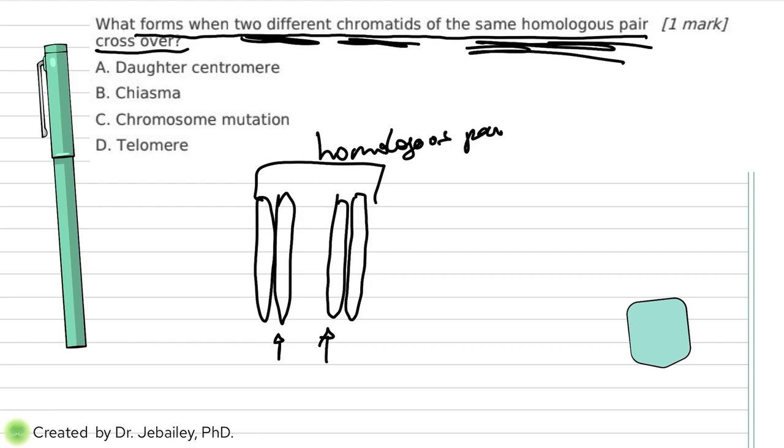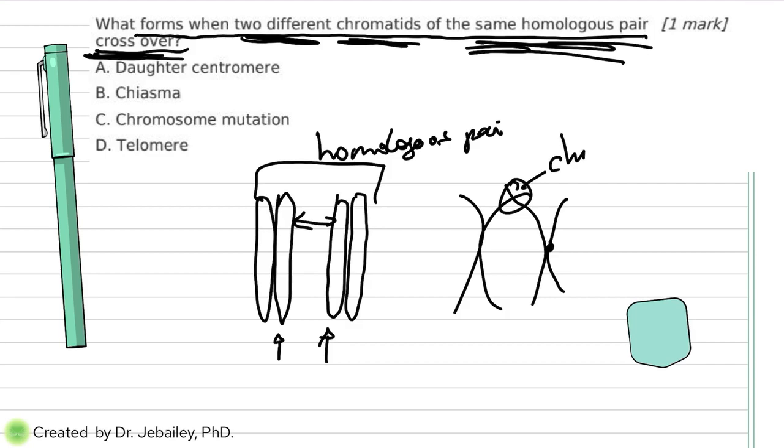So what forms when there's a crossover? That means somewhere these 2 are crossing over each other. If I do a drawing very quickly, it would be like this, where they're crossing each other right here at this point. And what forms here is a chiasmata. It's not a centromere because the centromere would have been here, and you can see there's no link.